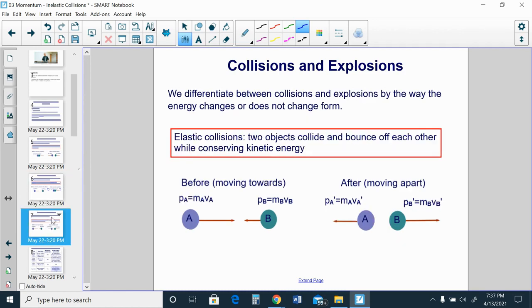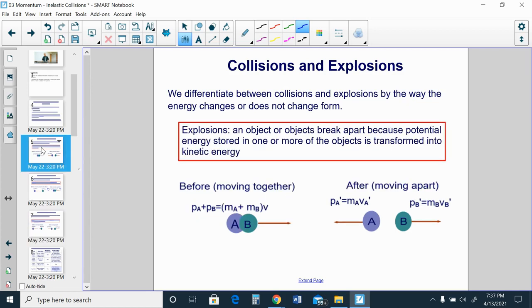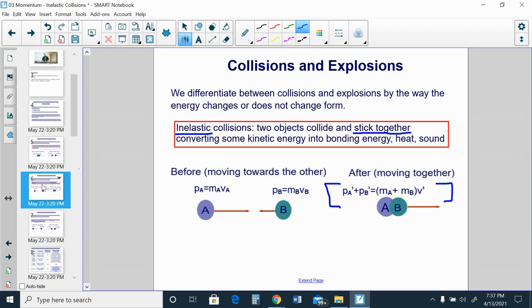The other type of collision we'll be looking at is called an elastic collision. This is when two objects collide and they bounce off each other while conserving kinetic energy. In the previous two examples, the explosion and the inelastic collision, you'll notice that kinetic energy isn't conserved.